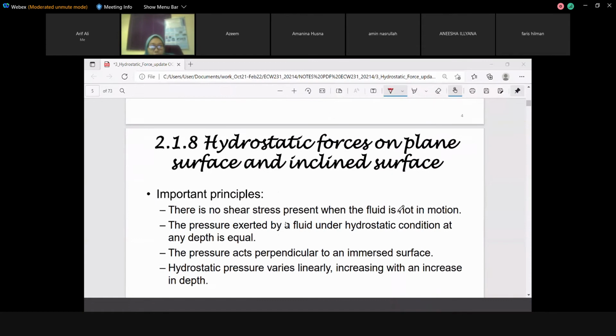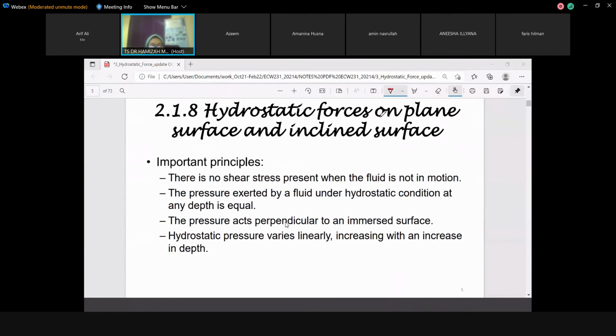Okay, so hopefully you already go through the important principles for the hydrostatic force. No shear stress, maksudnya fluid is not moving. The pressure exerted by a fluid under hydrostatic condition at any depth is equal. So this one, if you still remember, bila berada pada horizontal, the pressure sama. Okay, if the fluid is same, means the pressure is equal. Okay, this one is very important.